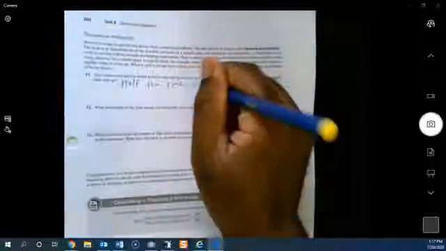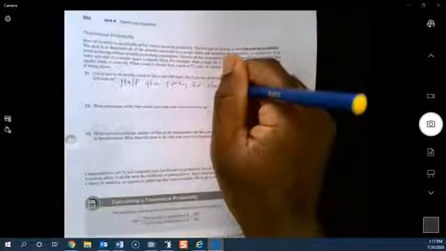So about 50. Now, number 12, it says, what percentage of the time would you expect the coin to land tails up? So that'll be about 50%, because it'll be 50 out of 100. I'll write that down. It'd be 50 out of 100, which is about 50%.